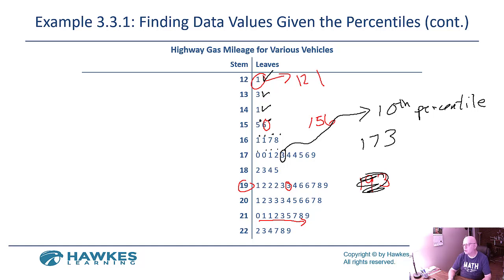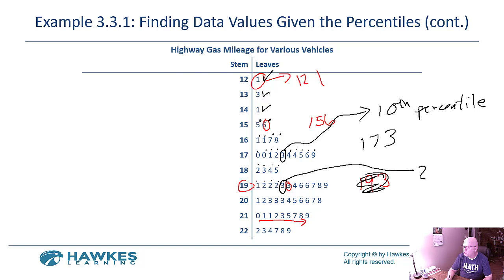How about the 20th percentile? Well, we're up to 14. We need to go up to 28, so we need 14 more. So there's 15, 16, 17, 18, 19, 20, 21, 22, 23, 24, 25, 26, 27, 28. There's our number.